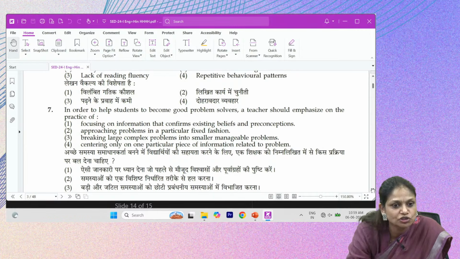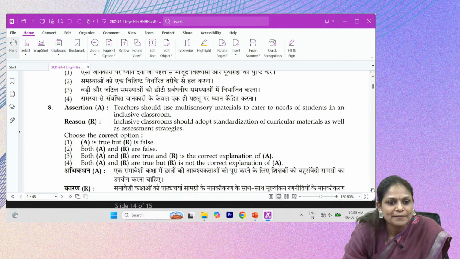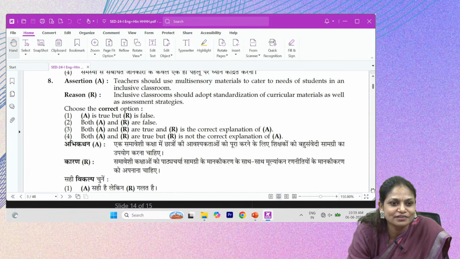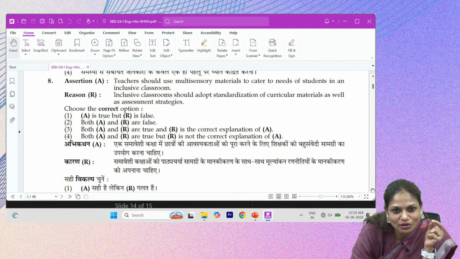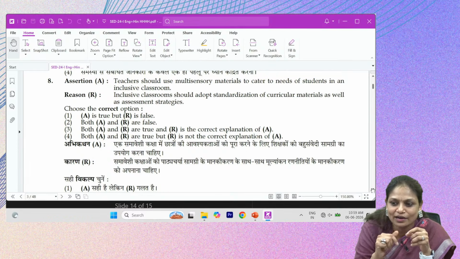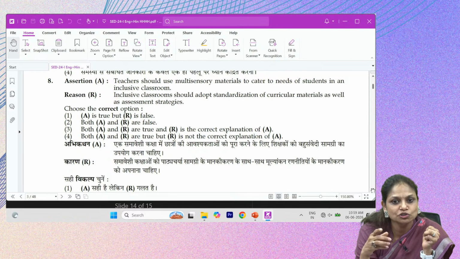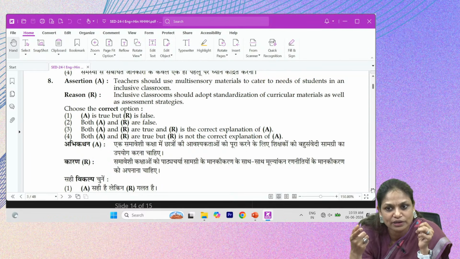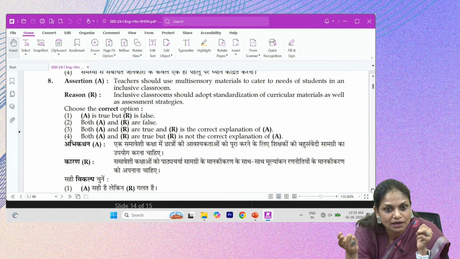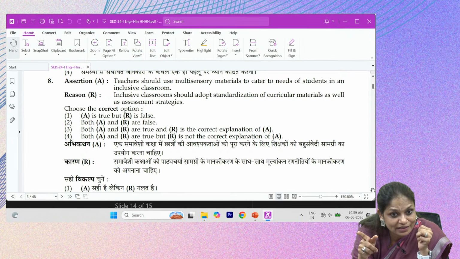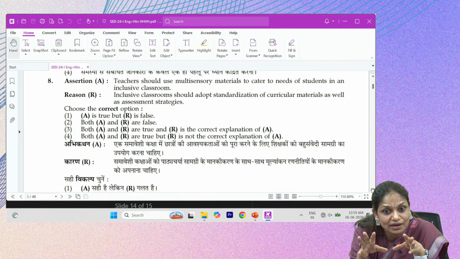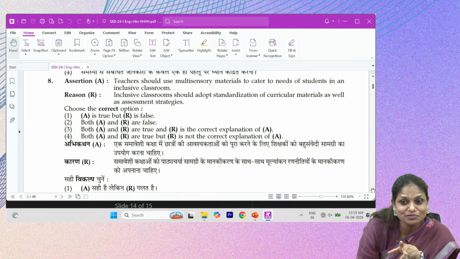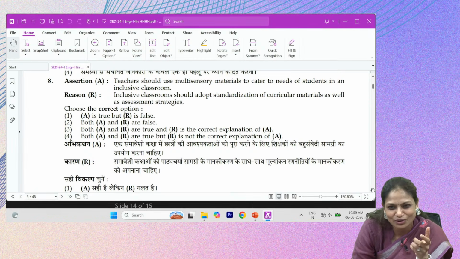नेक्स्ट क्वेश्चन सर. क्वेश्चन नंबर 8. अब यहां आ गया आपका असर्शन और रीजन का. अब ये क्वेश्चन थोड़ा सा मेरा टाइम लेगा क्योंकि इसके अंदर जो स्टेटमेंट है वो लेंथी स्टेटमेंट है. तो टीचर्स शुड यूज मल्टी सेंसरी मटेरियल टू केटर टू नीड्स ऑफ स्टूडेंट्स इन अ इंक्लूसिव क्लासरूम. ये ठीक है. इंक्लूसिव क्लासरूम शुड अडॉप्ट स्टैंडर्डाइजेशन ऑफ करिकुलम मटेरियल एज वेल एज असेसमेंट स्ट्रैटेजी. अब स्टैंडर्डाइजेशन जो है ये थोड़ा ठीक नहीं है.